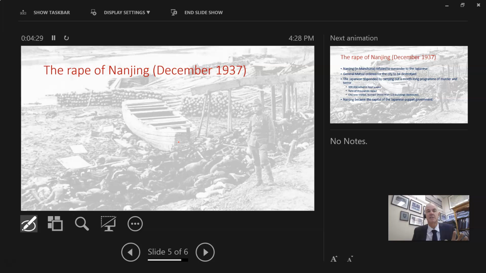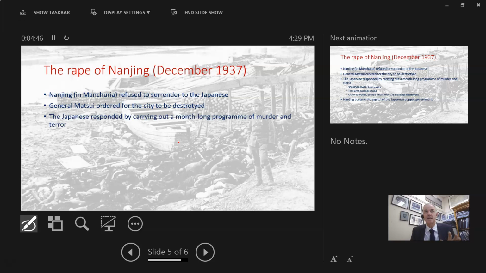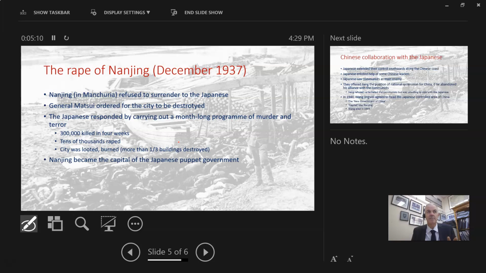Okay, in December 1937, one of the most appalling acts of the 20th century took place. The city of Nanjing simply refused to surrender to the Japanese. The Japanese general, Matsui, ordered for the city to be destroyed, razed to the ground almost. The Japanese troops responded by carrying out a month-long, really, it was an orgy of murder and terror in Nanjing. Something like 300,000 Chinese were killed in 4 weeks, many of them murdered in horrible ways, being buried alive. They were slaughtered. Tens of thousands of women were raped during this period. The city was looted, it was burned. Something like a third, maybe even a half of the city was destroyed.